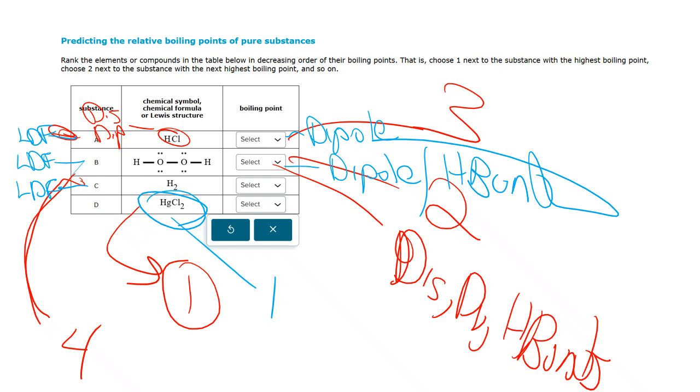So HCl has dispersion and dipole. H2O2 has dispersion, dipole, and H bonds, and then H2 just has dispersion. That's why the order is written that way. The ionic bond has the highest melting point, and then the lowest is H2, and then H2O2 has a higher one than HCl. And I said melting point again because melting point and boiling point correlate.